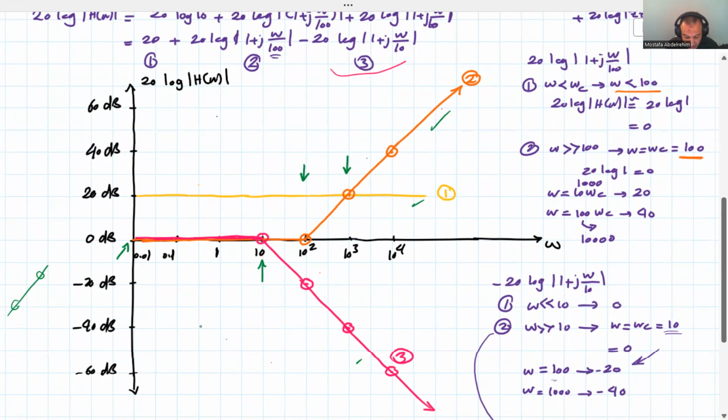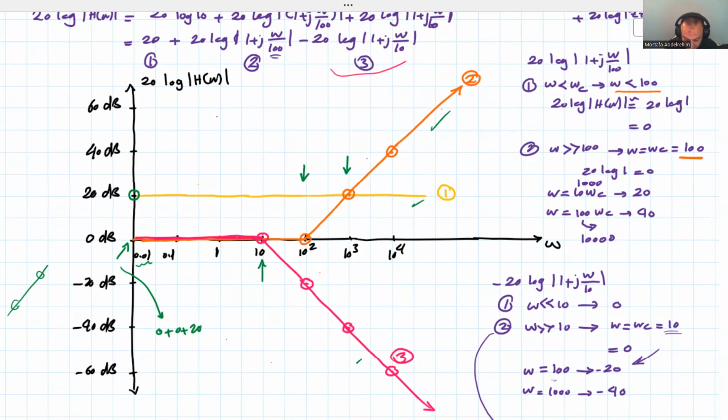So let's see. At the first point here, at omega equal to 0.01. Remember, we don't start here from 0. So we have 2 zeros. The red number 3 is 0, and the orange number 2 is also 0. But the yellow one is 20. So basically 0 plus 0 plus 20 will give you 20. So that's the first point on our overall Bode plot.